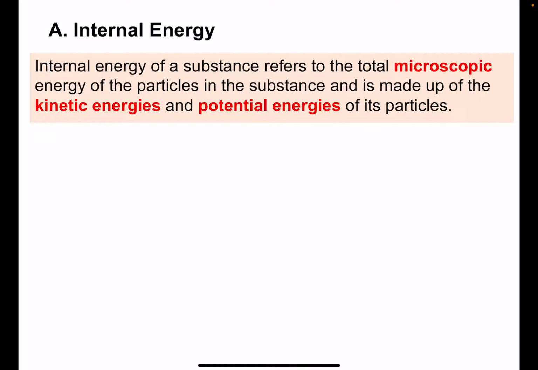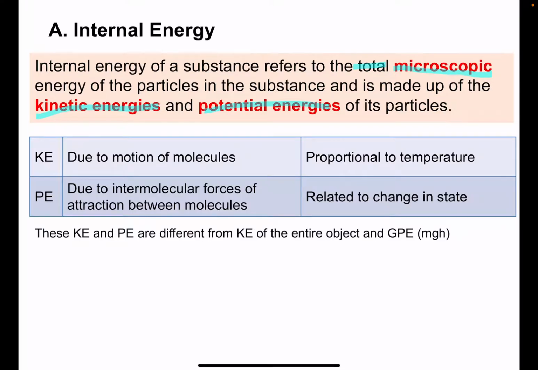So first, what is internal energy? Internal energy refers to the total microscopic energies of the particles in the substance, and this is made out of the kinetic energy and the potential energy of the particles or molecules. So the kinetic energy is due to the motion of molecules. We're not talking about the entire object, we're just talking about the individual molecules, and this KE is proportional to temperature.